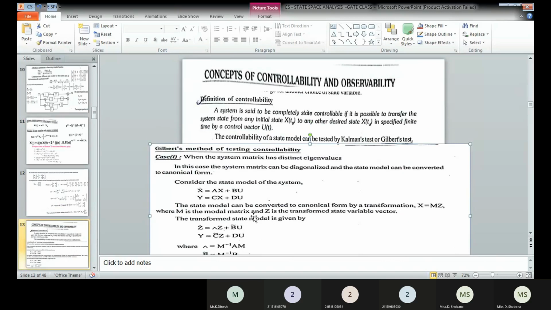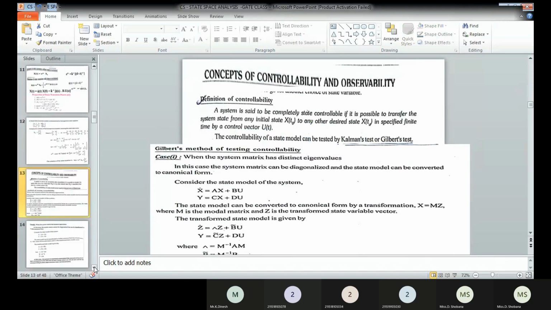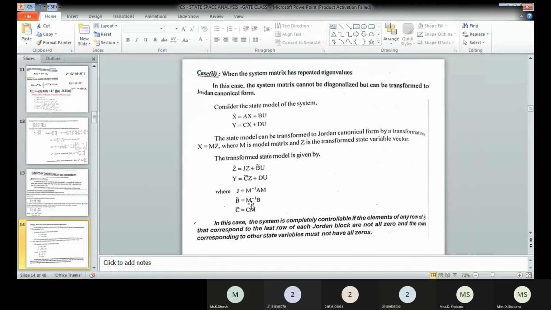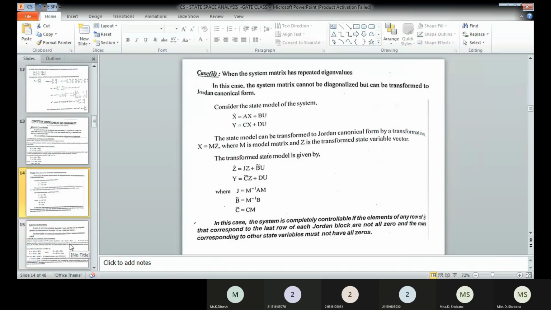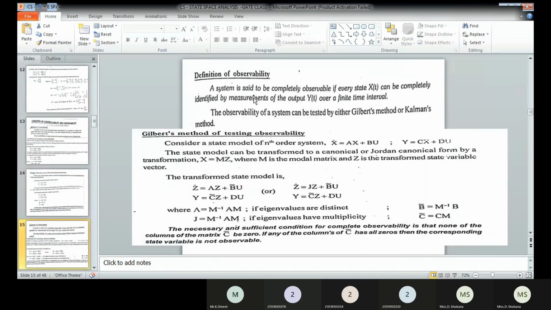If you want to check the controllability and observability: if this B vector has all the elements as non-zero elements, then the system is completely controllable. If the C vector has all the elements as non-zero elements, then it will be considered completely observable. Okay, so these are the simple things. Here we will have various methods for how to determine this modal matrix and so on.